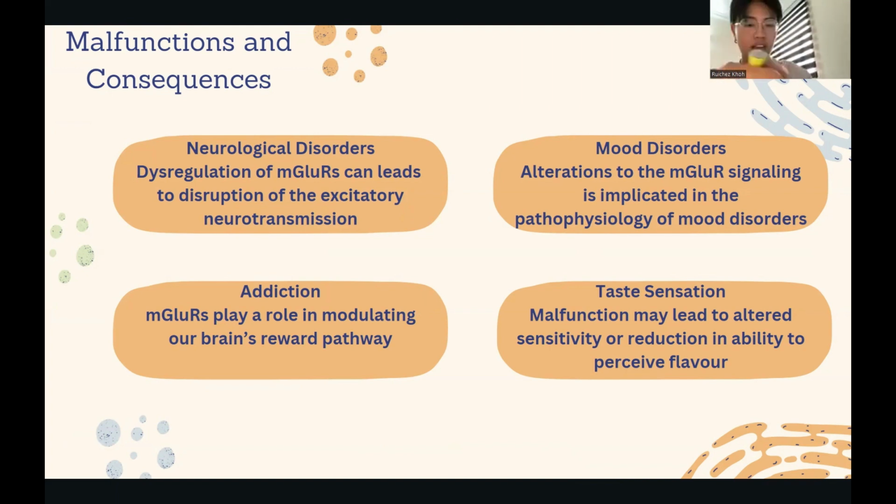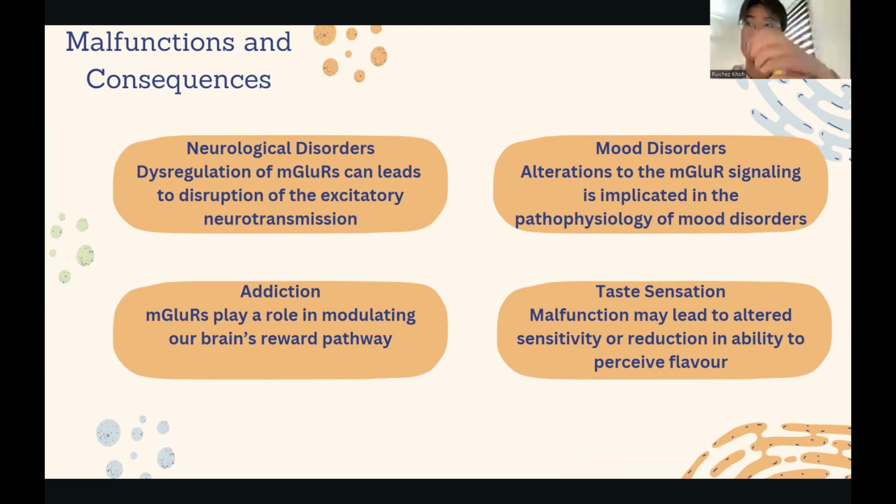And next, I will be talking about addiction. Metabotropic glutamate receptors play a role in modulating our brain's reward pathway. So what that means is that there are, for example, substance use disorders. So altered receptor activities can influence the release of our dopamine, and it reinforces some of our addictive behaviors. For instance, some of the antagonists of the receptors may induce drug-seeking behaviors in some animals.